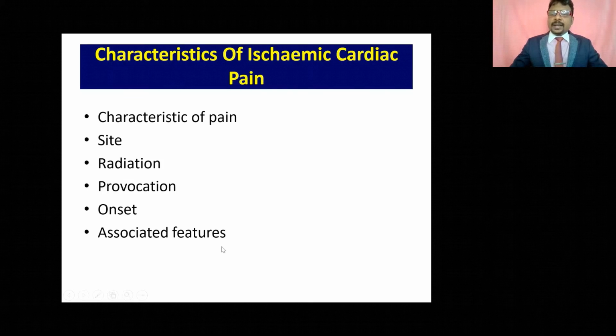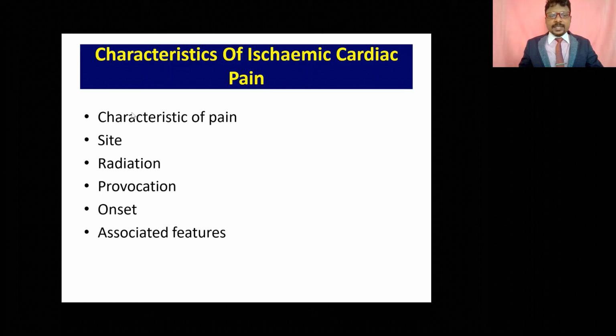So if anybody gets cardiac-related chest pain, here we have to rule out the type of pain. What are the characteristics of the pain? Where is the site, is there any radiating pain, any provocations, any aggravating factors, the onset, how it started, and also associated features. These things we have to rule out.